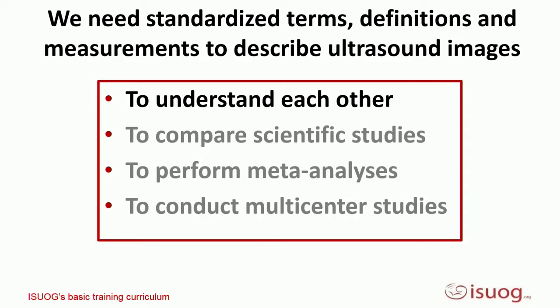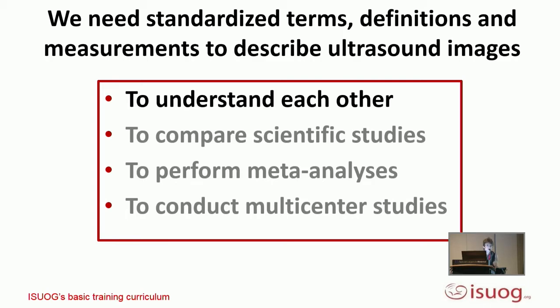So now I have described some common pathologies in the uterus and in the adnexa. So how do we describe our ultrasound findings to our colleagues or in an ultrasound report? We should use standardized terms, definitions, and measurements. Why do we need standardized terms, definitions, and measurements? We need them to understand each other in our daily clinical practice.